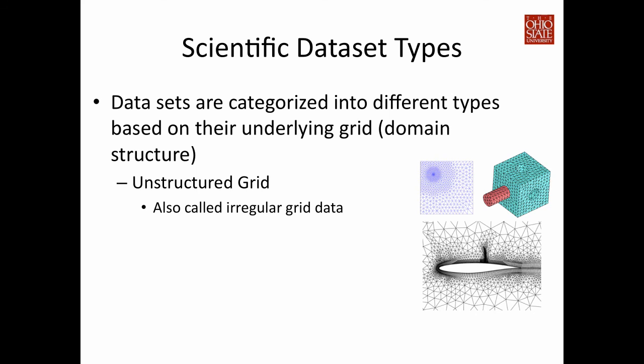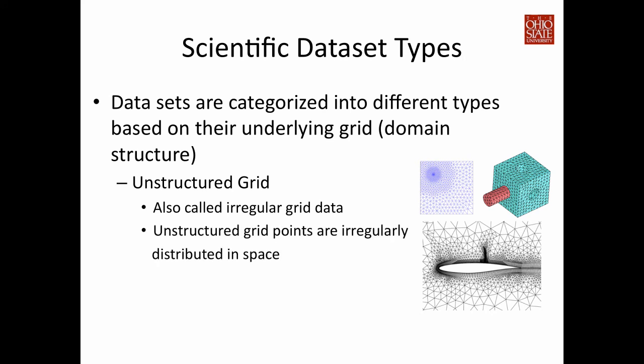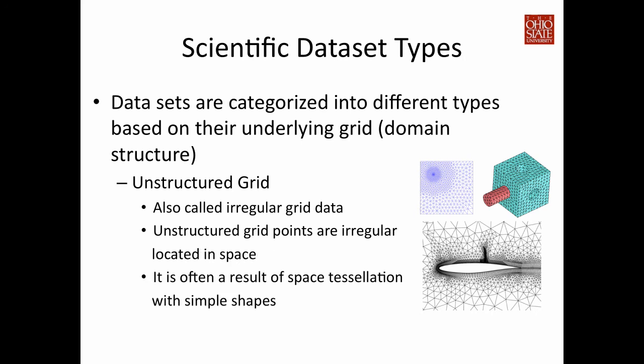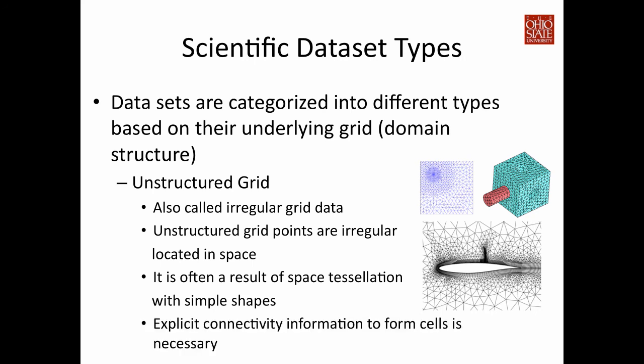Now let's look at unstructured grid data. Sometimes they are also called irregular grid data. For this type of grid, the grid points are irregularly distributed in space. And this is often a result of a space tessellation with simple shapes, such as triangles or tetrahedra. Because the points are irregularly placed, how they are connected together needs to be explicitly specified.